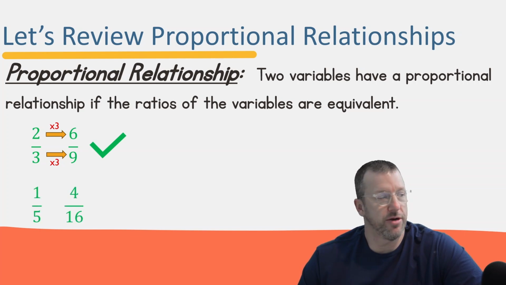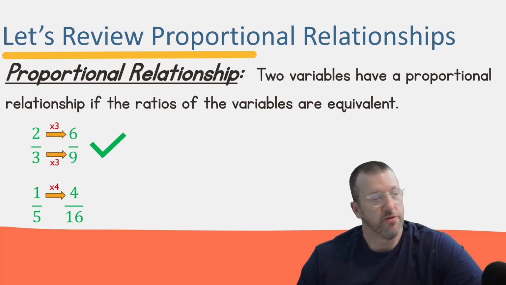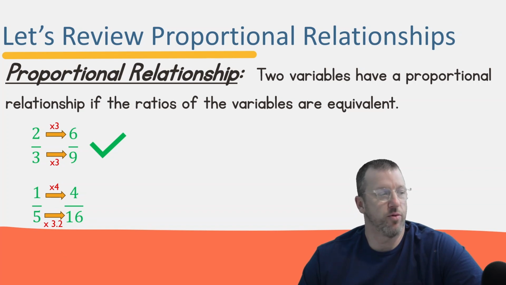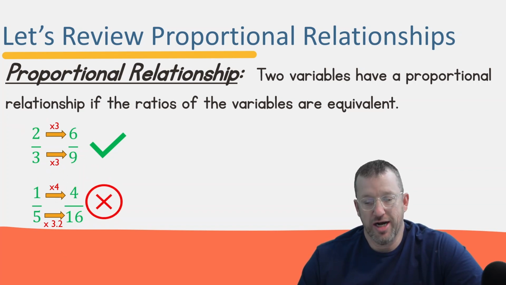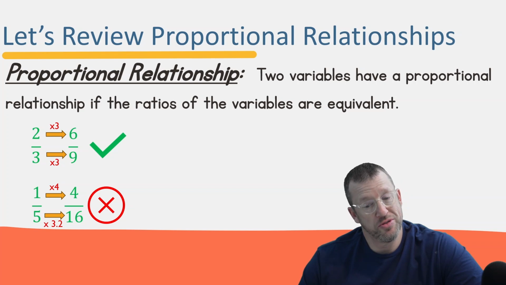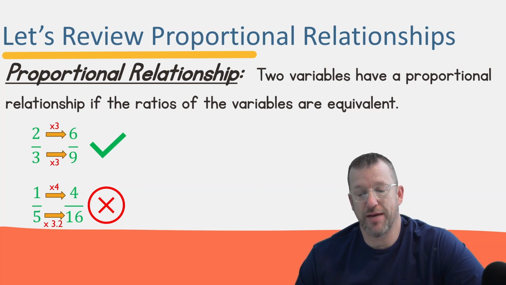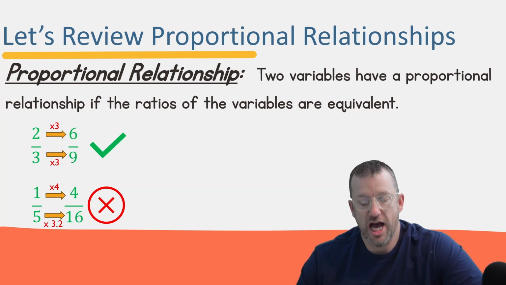And then we have this other scenario, 1 over 5, or 1 to 5, compared to 4 to 16. The first part we compared by multiplying by 4, and the second part we multiplied by 3.2. That is not proportional because they have different rates on the top and bottom. They are not equivalent fractions.